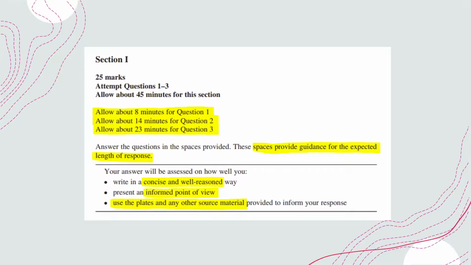Many students fail to refer directly to the example, or they overlook other information such as quotes, exhibition details, or information about the artist. All information in the plates booklet is there to help you, so make sure you use it.